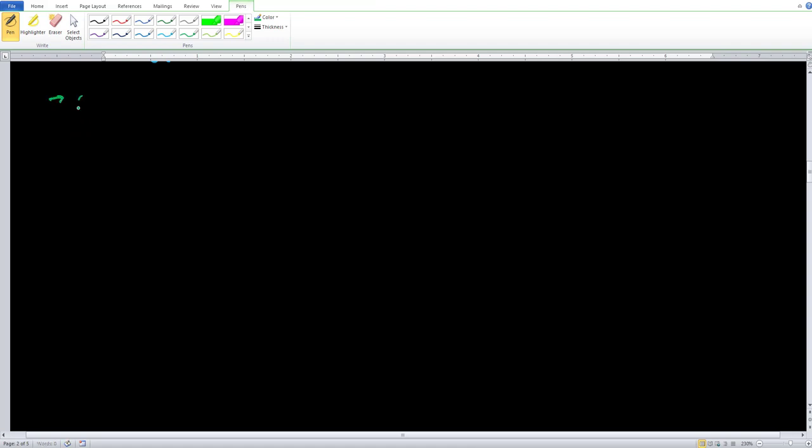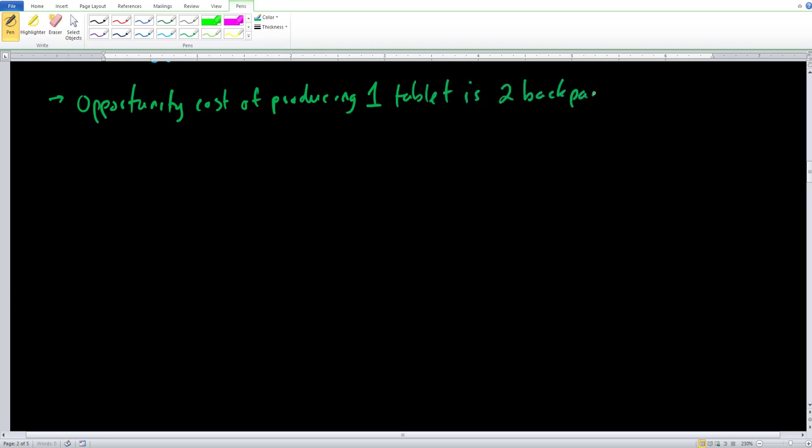So simply starting us off, the opportunity cost of producing 1 additional tablet, so an additional 1,000 tablets, is 2 backpacks. In order for us to produce 1 additional tablet, we have to give up on the production of 2 backpacks. So therefore, the opportunity cost of 1 tablet is 2 backpacks. This is exactly where the opportunity cost of good A is going to be set in terms of good B. But we can make this a little bit more complex.